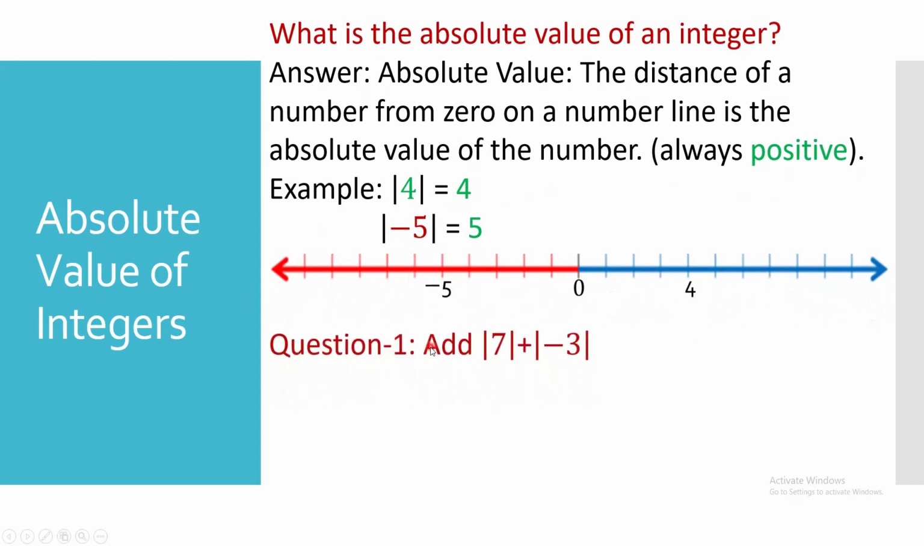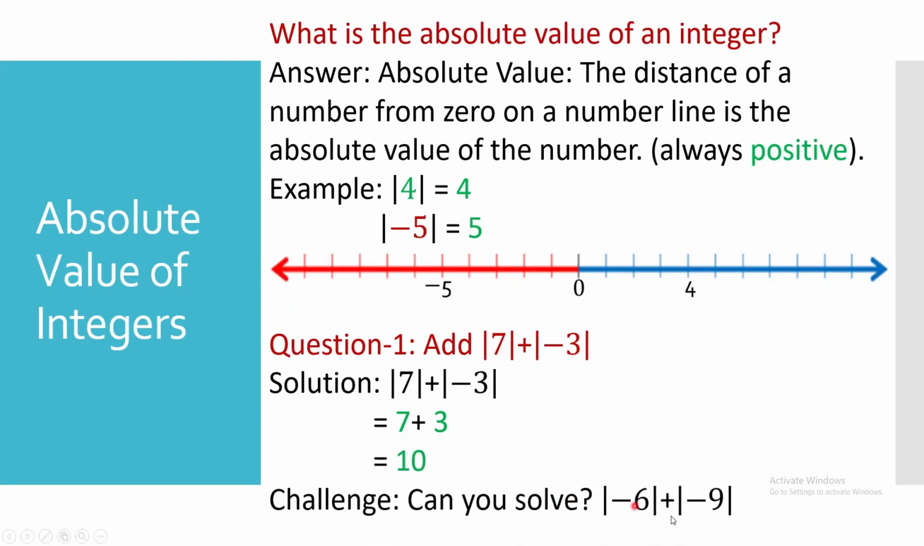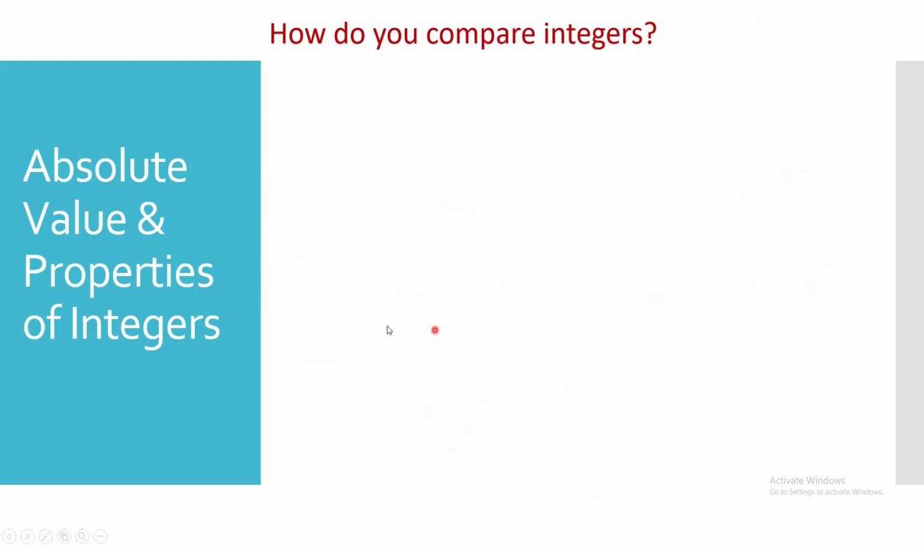So let's solve a similar question. Like question 1, add 7 plus -3 in absolute value, we have to find out the absolute value of this. So copy the question. The absolute value of 7 will be 7, plus sign, the absolute value of -3 will be 3. The answer will be 10. So my dear students, one challenge for you. Can you solve this one? Very easy. The absolute value of -6 you have to find out, the absolute value of -9 you have to find out. After that, you have to add them together.